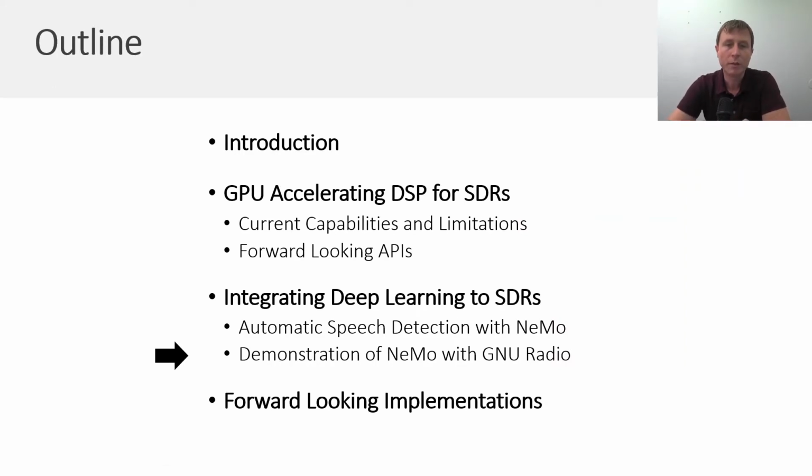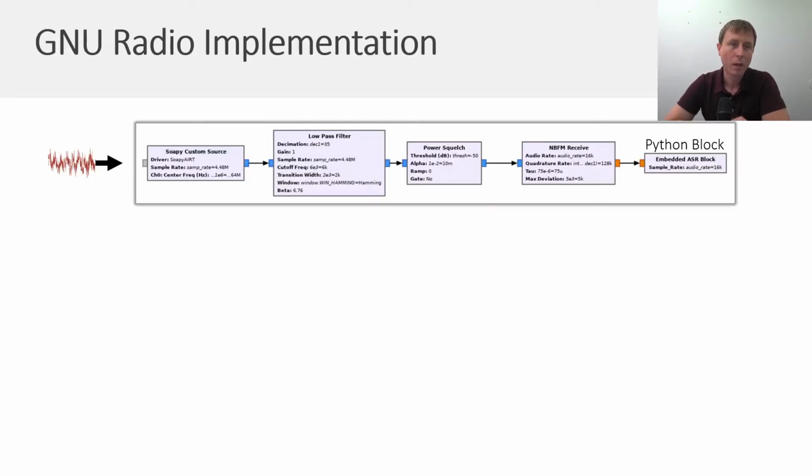Okay, so now let's talk about the specific implementation that we have here for NeMo within GNU Radio. So here is our GNU Radio flow graph. You start off on the left-hand side. The squiggly lines there are the RF signal coming in. And then we get into GNU Radio where we have our SoapySDR source block. So we are leveraging the Deepwave AIR-T radio here. And so we sample the RF data, and then we send that to a low-pass filter.